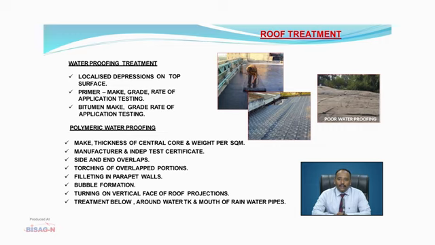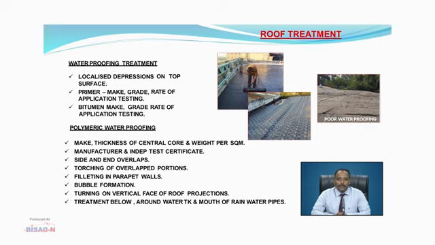The depressions on the surface have to be finished in order to enable the proper laying of the waterproofing material. Also, the usage of primer, its grade, and the quantity of the material to be used per square meter has to be ascertained well in advance. The bitumen material being used for the waterproofing has to be checked for its grade and the rate of application. The tests for the same have to be carried out at regular intervals.